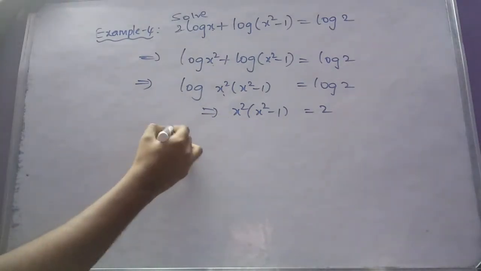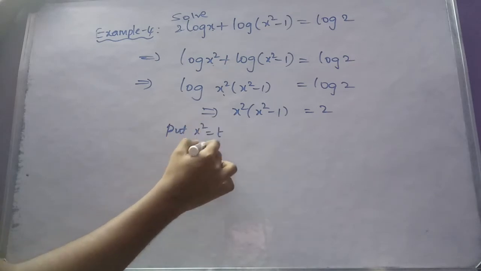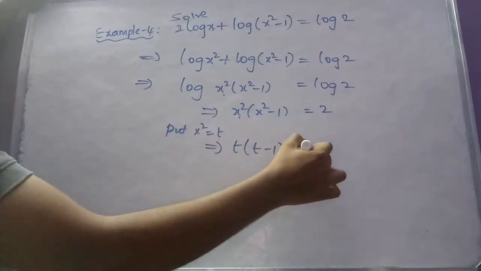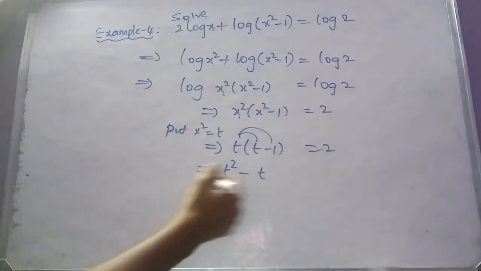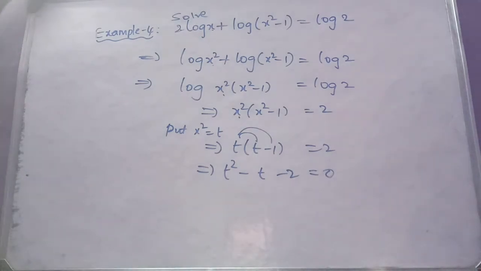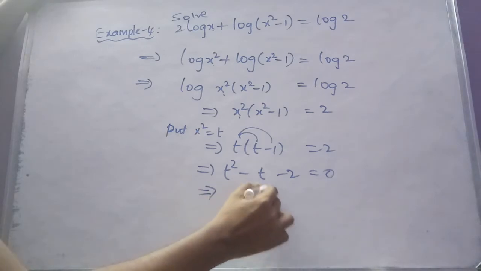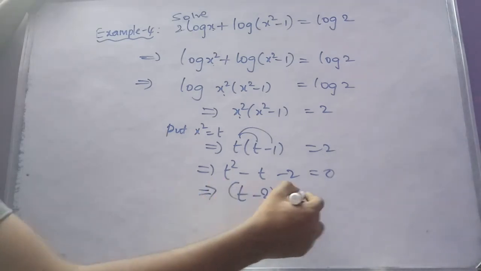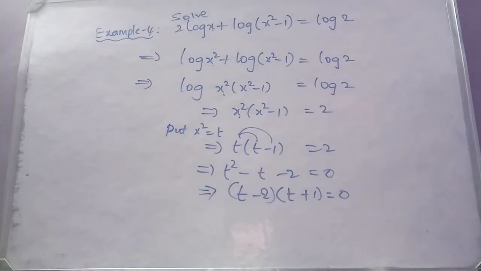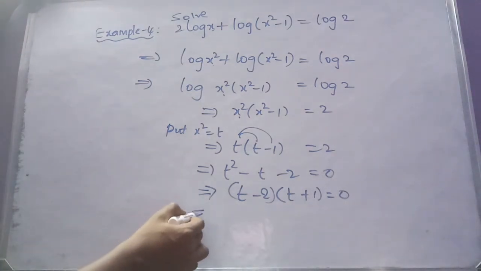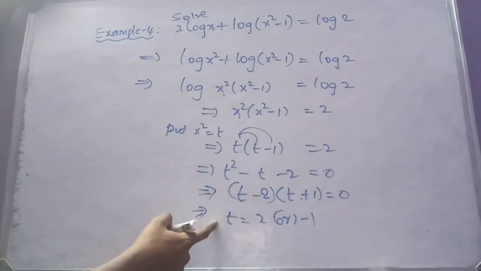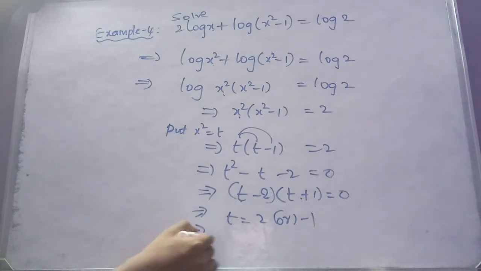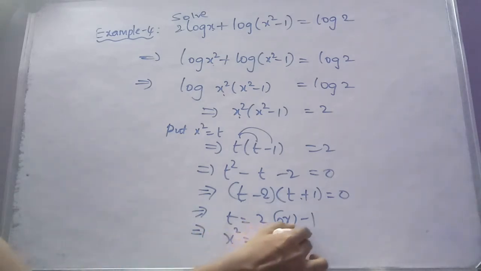You can take x square as t. Then you get t into t minus 1 is equal to 2, or t square minus t minus 2 equal to 0, taking 2 to the left side. We know how to factorize this quadratic equation. So you'll get t minus 2 into t plus 1 equal to 0, right? And then the solutions are t is equal to 2 or minus 1. But who is t actually? t is x square. So therefore x square is equal to 2 or minus 1.